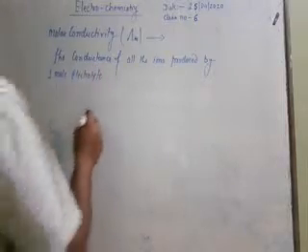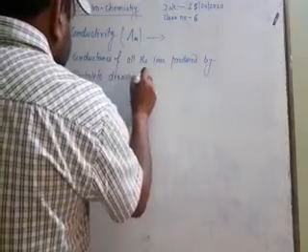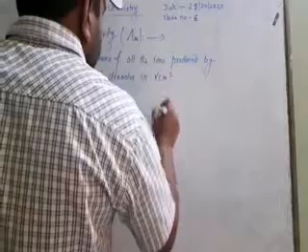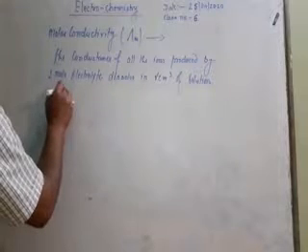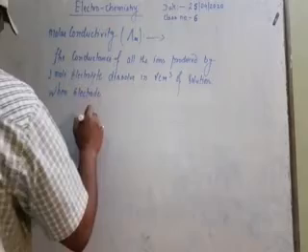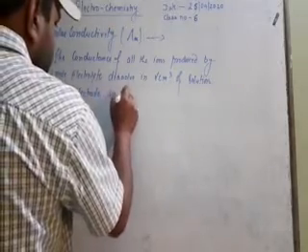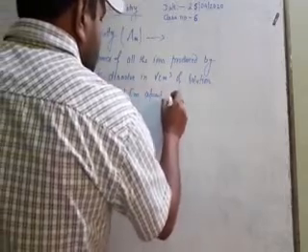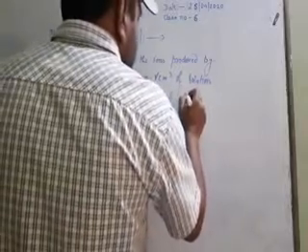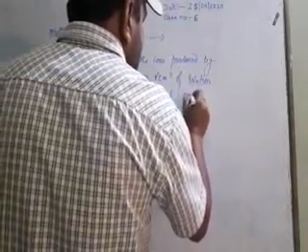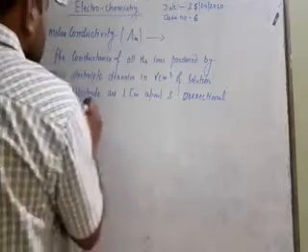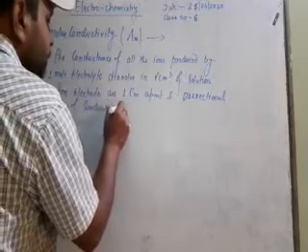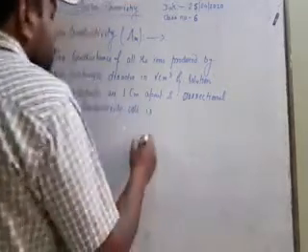dissolved in V centimeter cube of solution, when electrodes are 1 centimeter apart and the cross-sectional area of the conductivity cell is 1 centimeter square.